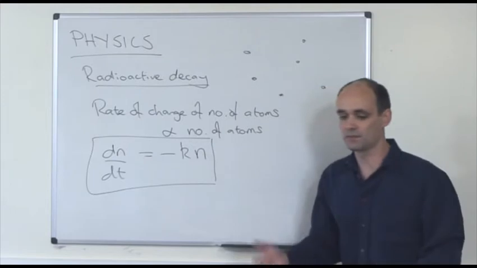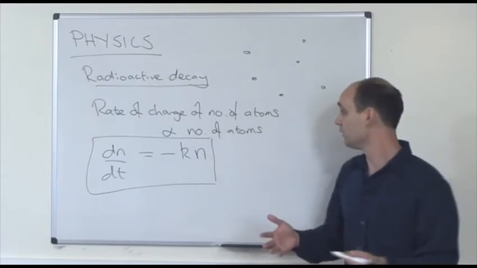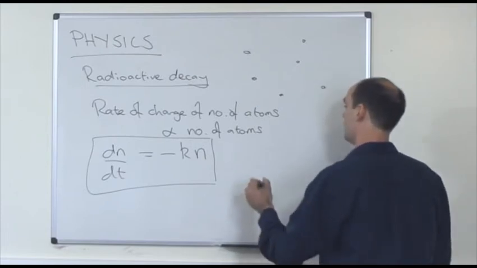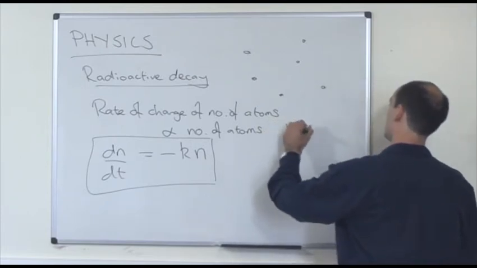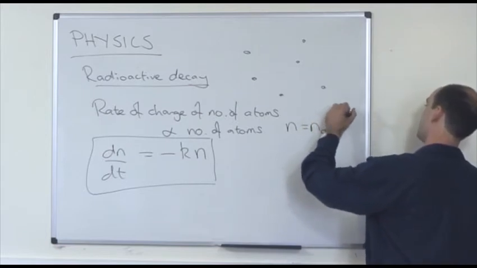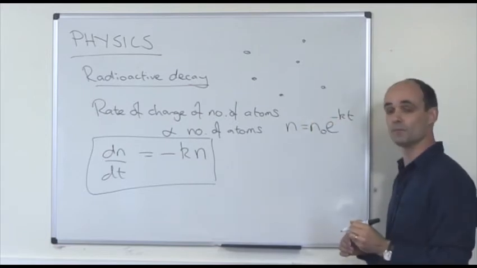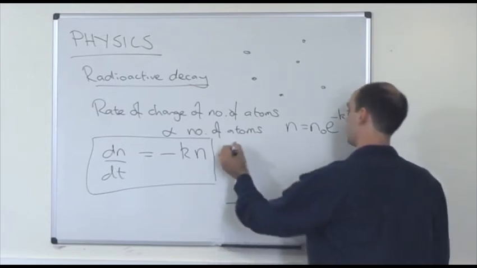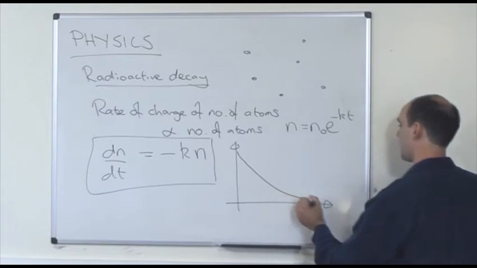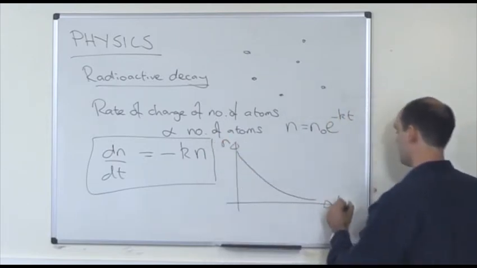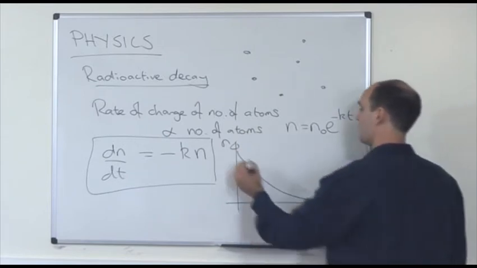And then, having got the differential equation, you'd go ahead and solve it. I'm not going to go through the details of solving it now, but the solution looks like N is equal to N0 e to the minus k times t. And in terms of a graph, what does that look like? That looks like that, where the number of atoms N is basically decreasing as the time increases.